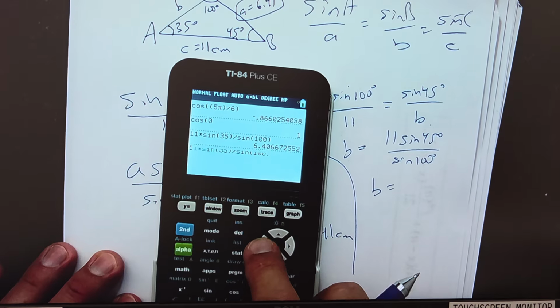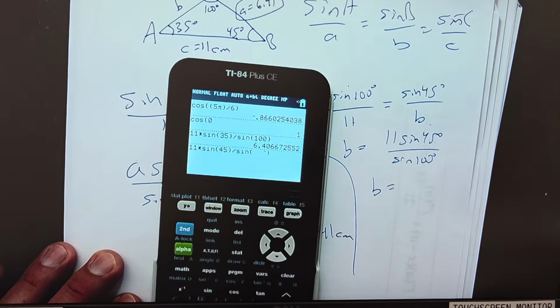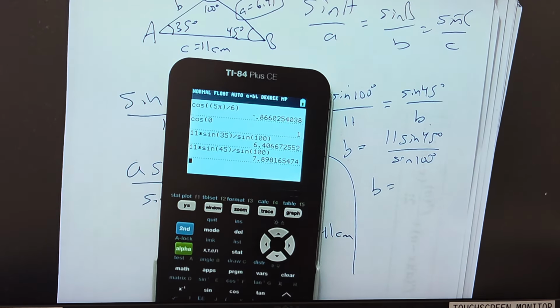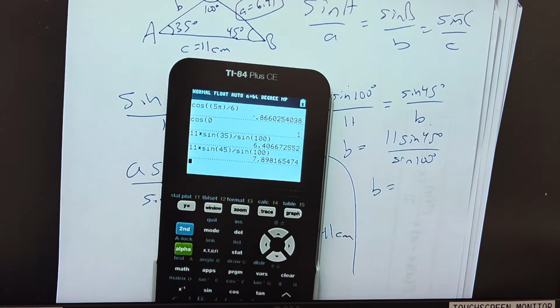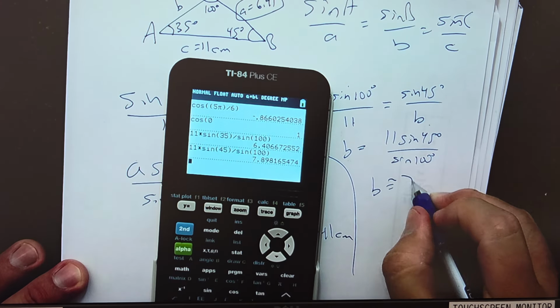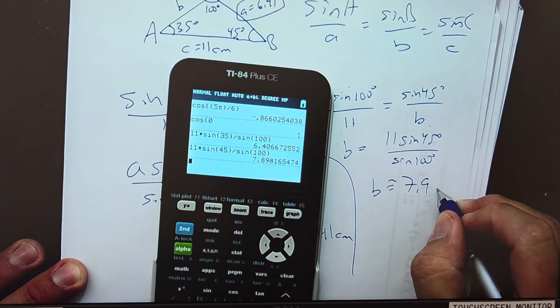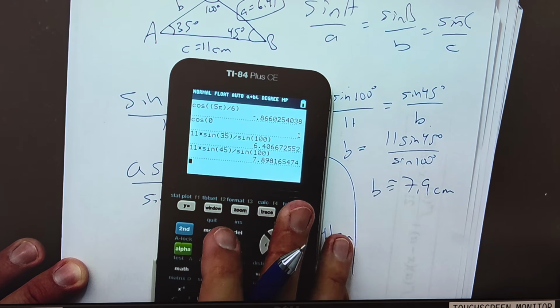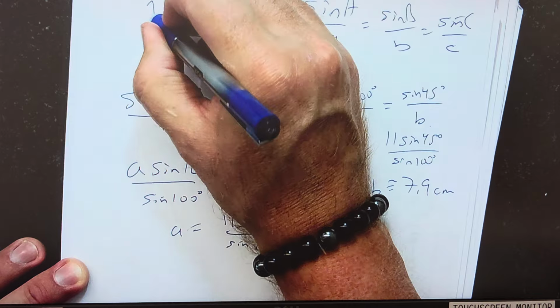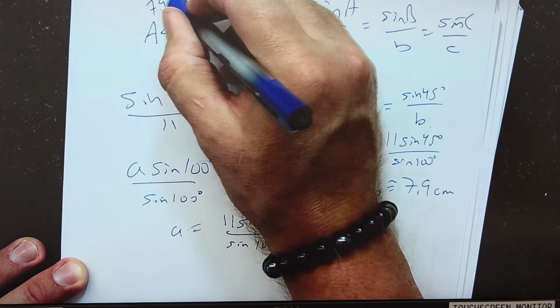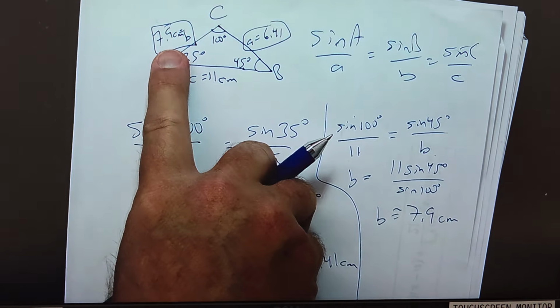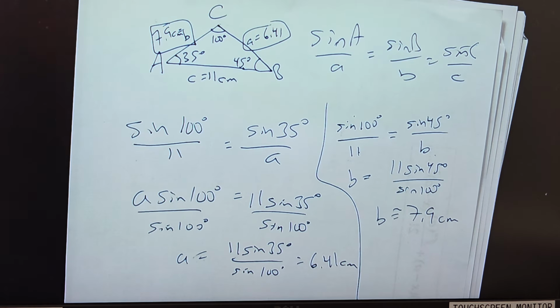Since I'm so nifty, I would just go here and make that a 4. I just copied that and made it a 4. Does that make sense also? I'll make this about 7.9 centimeters. Does that make sense that this is 7.9? Not that it's 7.9, but that it is between these two links.